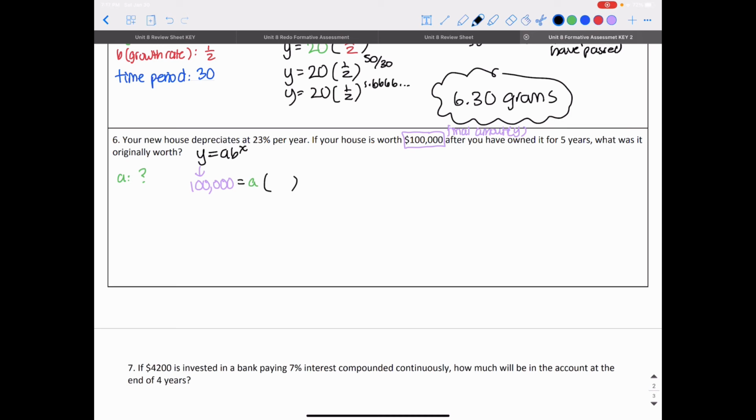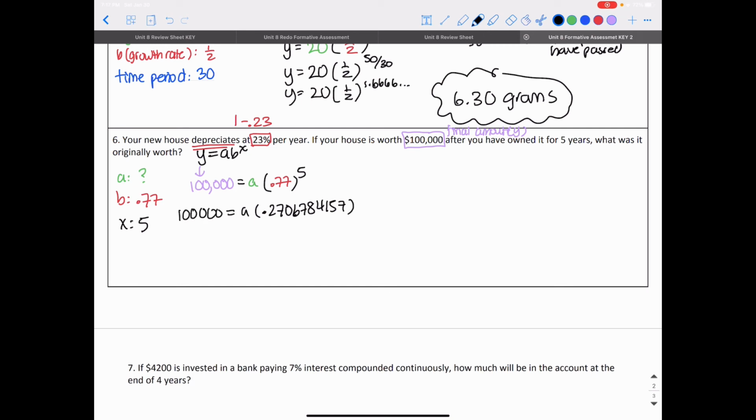B in this case is my growth rate, but it's depreciating at 23%. So I have 1 minus 0.23 is what B is equal to, so it's 0.77. I'm going to plug that in. The number of years that have passed is 5, so x is equal to 5. I have 0.77 to the fifth power, which is 0.27067844157, times a, which gives me 100,000.